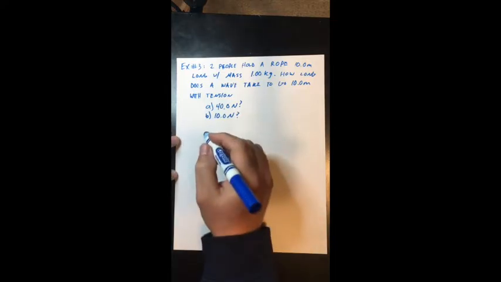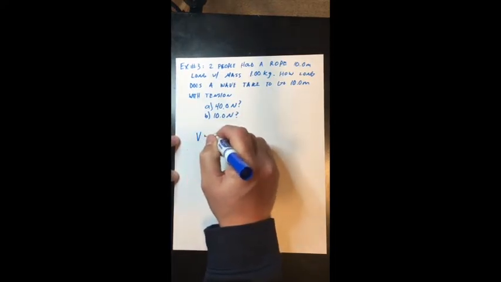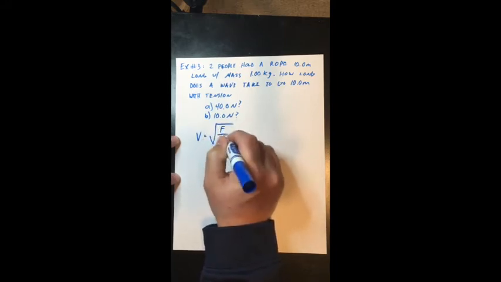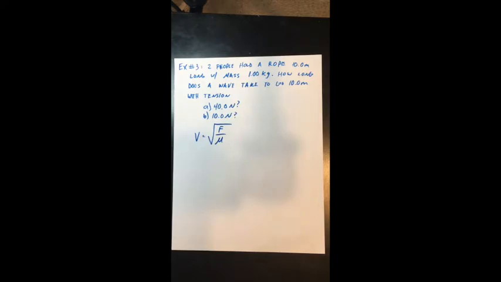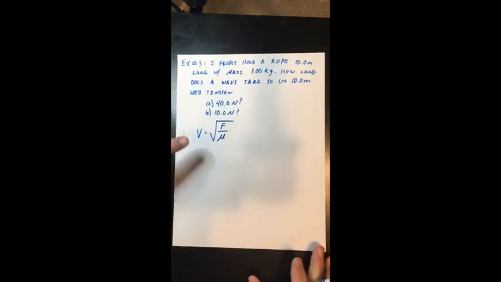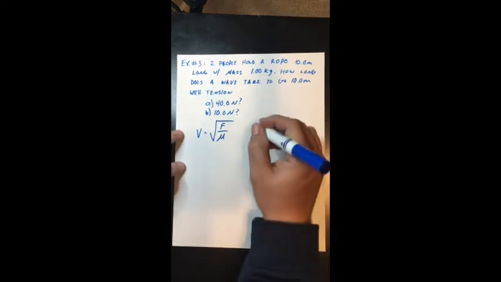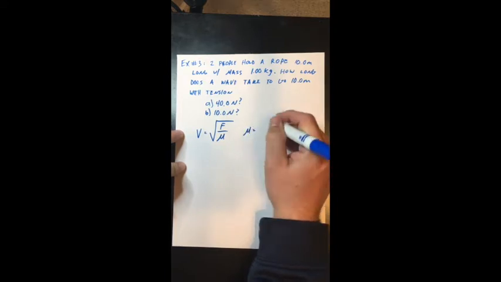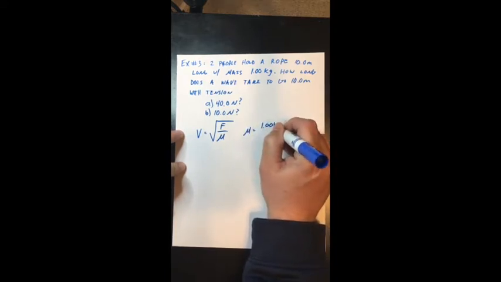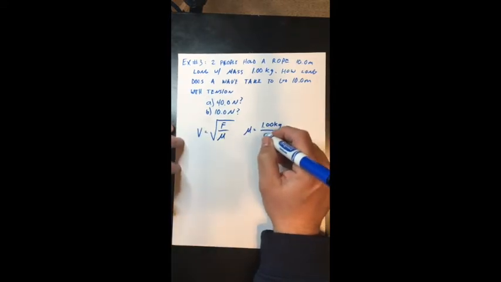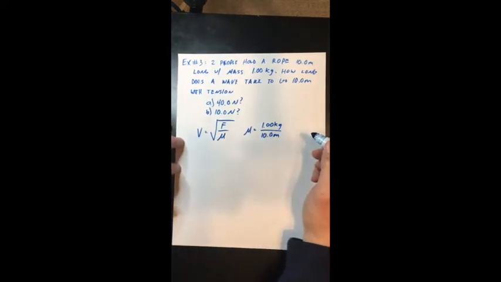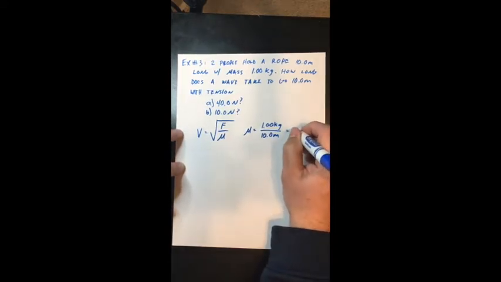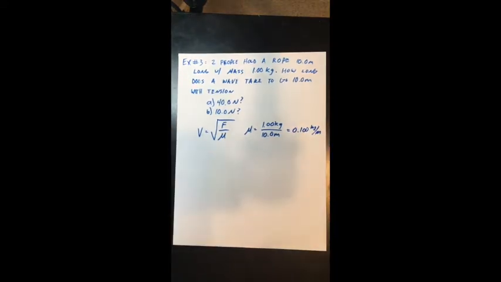And so the formula that we're going to use here is going to be V equals the square root of F over mu, where F is the force of the tension in the rope, and mu is the mass density. So mass density doesn't mean mass, so we can't use 1 kilogram. We have to do 1 kilogram divided by the length of the rope, so that what we'll get is kilograms per meter. So at 1 kilogram per 10 meters, that's 0.100 kilograms per meter.